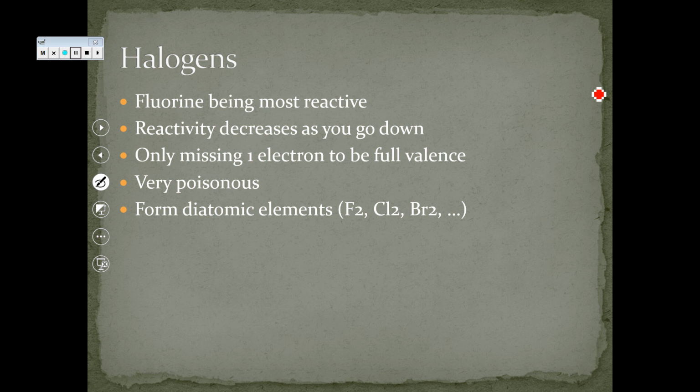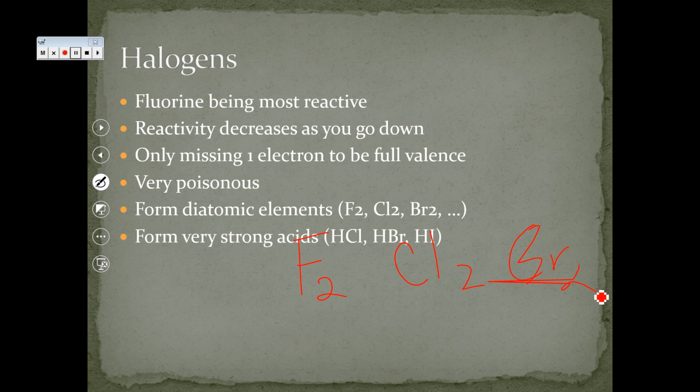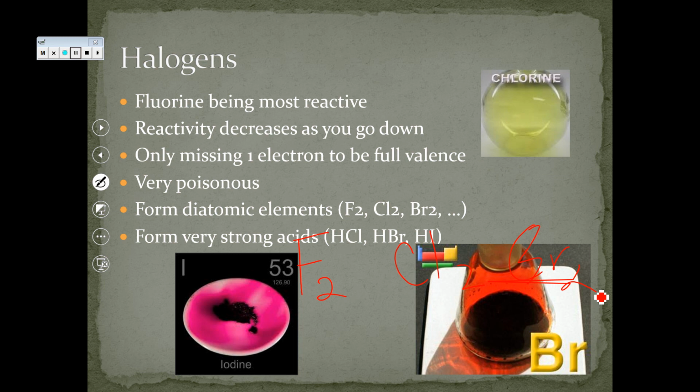Very poisonous. Halogens form diatomic elements. What that means is that the halogens, as opposed to being singular F, for example, are found as pairs: F2, Cl2, Br2. They form very strong acids: HCl, HBr, HI. These are some pictures of them. Iodine is purple in color. Bromine is an orange, reddish brown gas. Chlorine is a yellow gas.